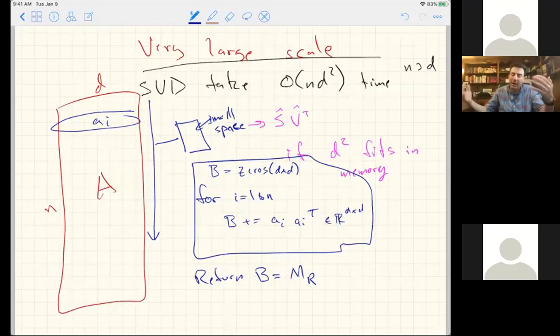So if D fits in memory, D squared fits in memory. I can just do this and then effectively do the eigen decomposition at the end of the stream, and I can get everything I want out of this. Okay, so if D squared is not too big to fit in memory, then this is the right solution. There's no approximation, and this will actually scale pretty well because it's a factor D times the cost of reading all the data.